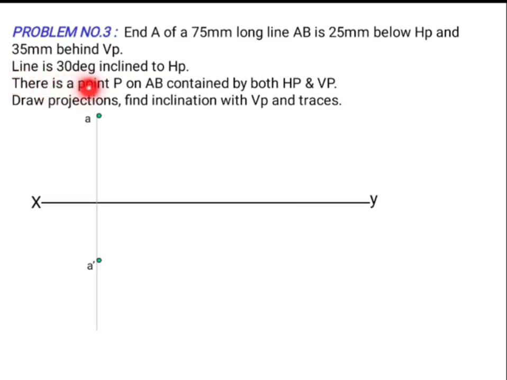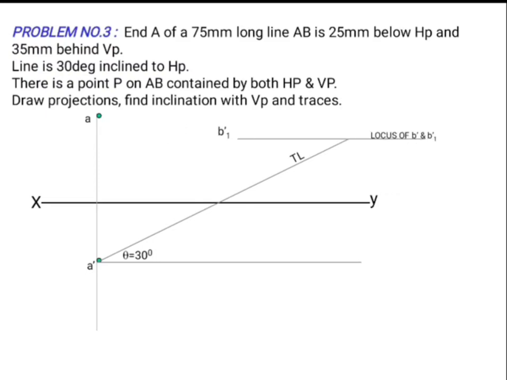Now the inclination of the line with the horizontal plane is given as 30 degrees. So through A dash, I am drawing a line with 30 degree inclination and marking the true length of the line, which is 75 millimeter, on that line to get the point B1 dash. Through B1 dash, I am drawing the locus line for B dash.